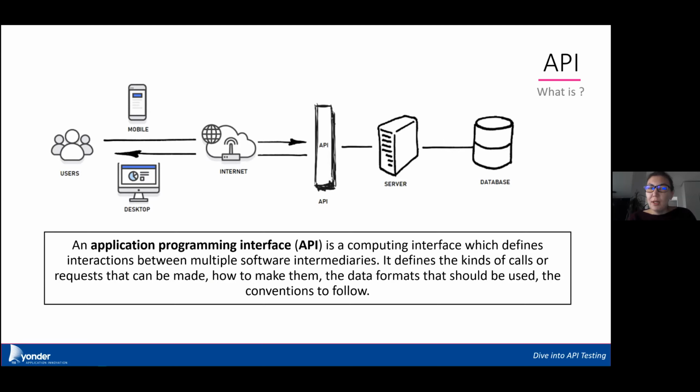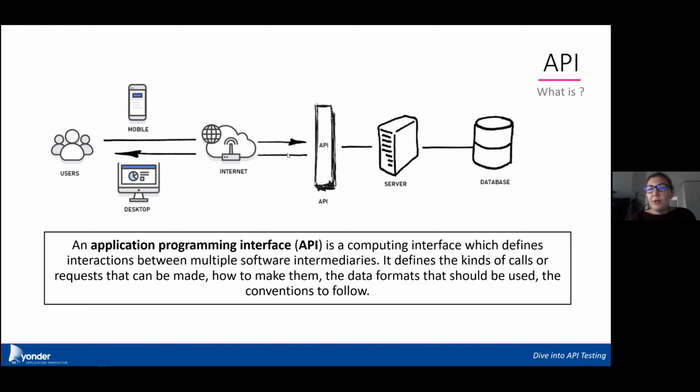API stands for Application Programming Interface and defines what kinds of requests can be made, how to make them, the data formats that should be used, and the conventions to follow. In this picture, we have the client who makes a request to the business logic, where we have the API. The API processes the request, collects the data from the database and server, and gives us back the result.